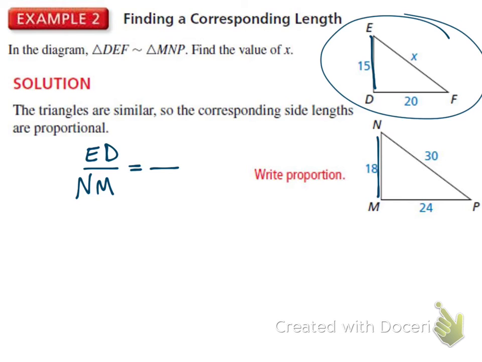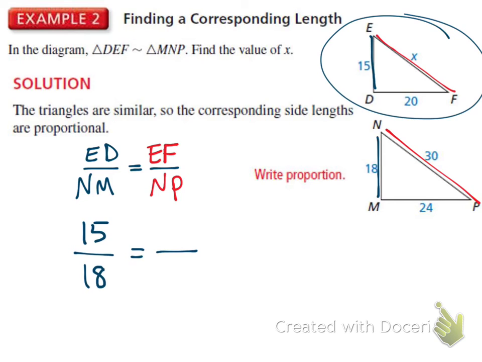All right, we're going to pick another side length. We do want to find x eventually, so we're going to use x here, which is EF. What does EF correspond with? NP. So what we're going to do is fill in those lengths, and then we're going to solve the proportion. Because the side lengths are proportional, we can solve our proportion. What's the length of ED? 15. And the length of NM? 18. It is proportional to EF over NP. So EF is x and NP is 30.